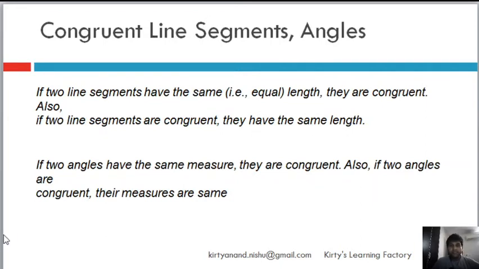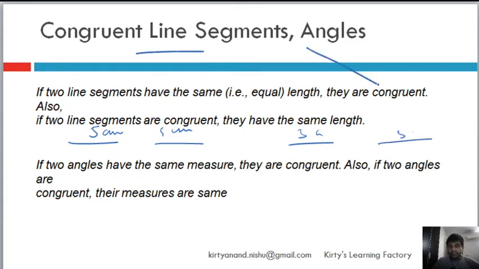Now let's understand what is the meaning of congruent line segments. Very simple, no rocket science. Two line segments of equal length, they are congruent. That's it. Do not overcomplicate. End of the story. If one line segment is 5 centimeter, other one is 5 centimeter, they are congruent. If one is 3 centimeter, other is 3 centimeter, they are congruent. It doesn't matter how you draw them. If one line segment is drawn like this, other is this, but the length is same, then they are congruent. Why? Because you can turn and put it over this, right?